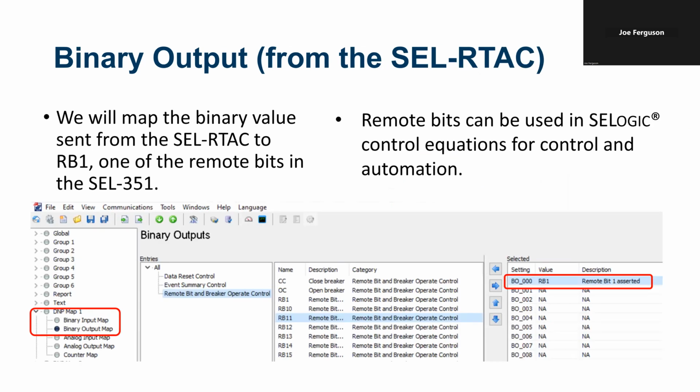So for binary outputs, we're going to map the binary value sent from the RTAC to remote bit 1, that's RB1. And these, like I mentioned, remote bits are relay word bits that are received from external sources, and they can be used in protection and automation control equations. And that remote bit we're going to be able to manipulate from the RTAC. I'm going to demonstrate how to do that in a little bit.